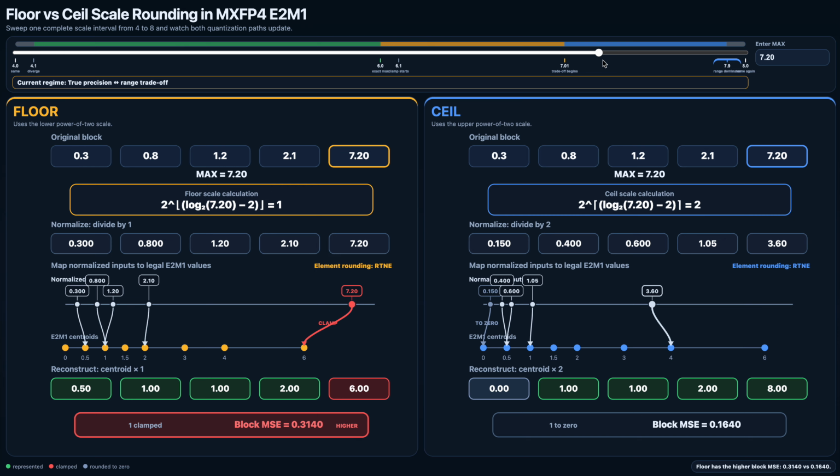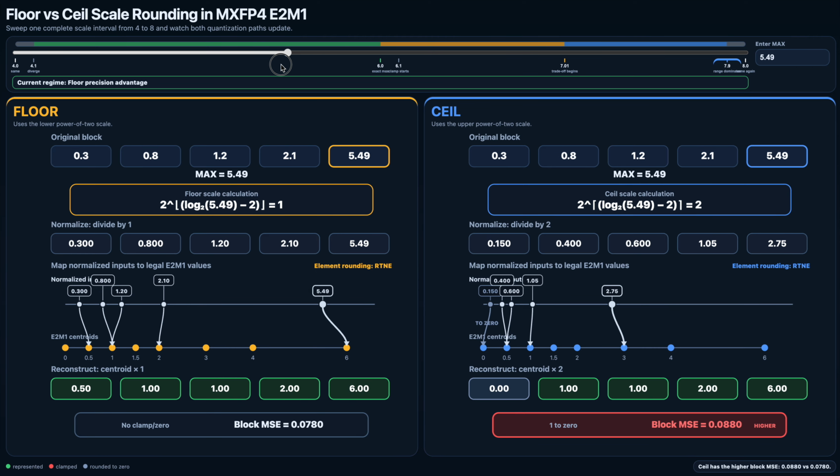Now remember that E8M0 scale has a power of 2 scale. Because of that, you have legal values like 1, 2, 4, 8, and so on. So here, to give you the effect of different max values, I'm sweeping from 4 to 8. That's one of the ranges of legal values in E8M0, and this effect will repeat in every range. So let's take a look at 4 to 8. I divide it into three main regions: a green region, a yellow region, and a blue region. Let's take a look at the green region.